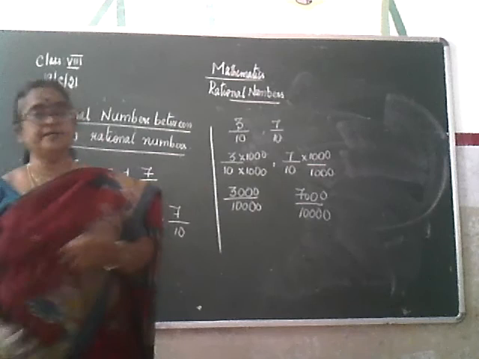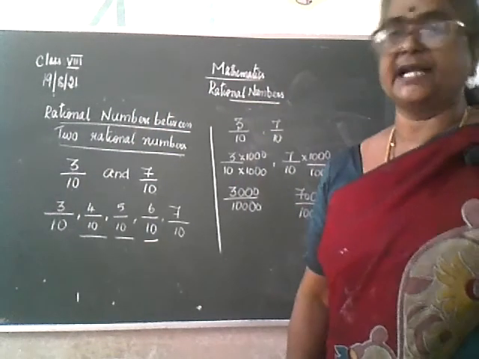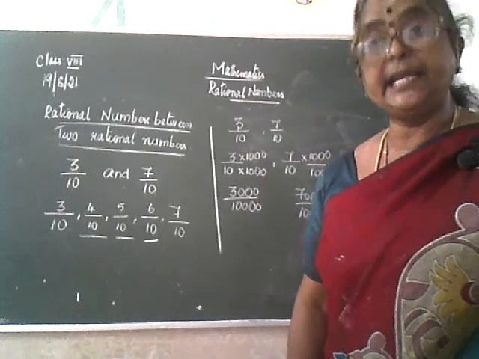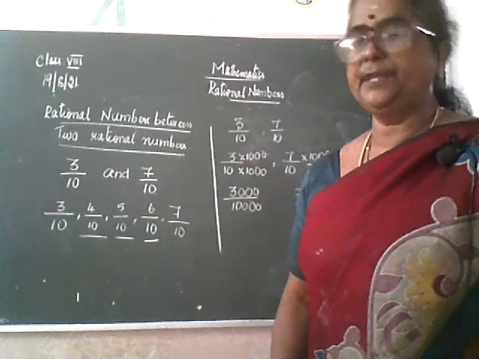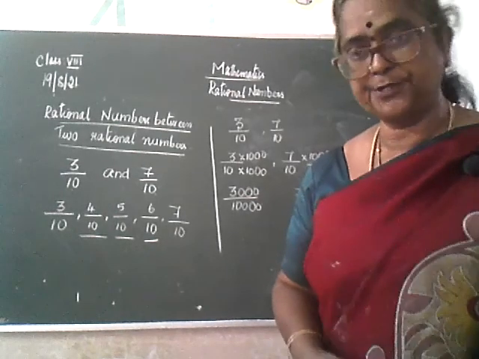So hope you have understood, you can write infinitely many rational numbers between any two given rational numbers. Okay. Let me continue in the next class. Thank you, students.